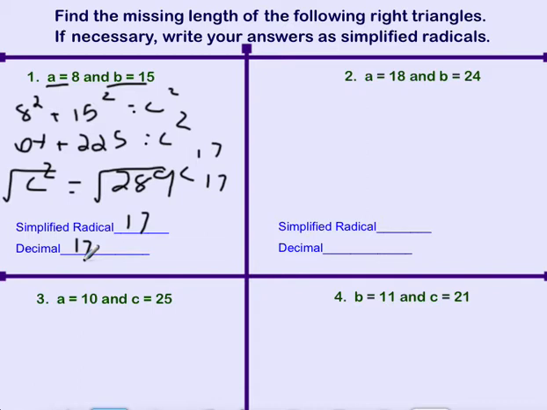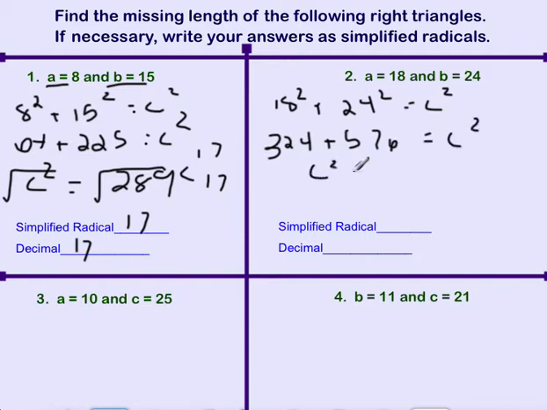Next, taking a look at number 2. Those a and b are both our legs. So 18 squared plus 24 squared is equal to c squared. Well, 18 squared is 324, 24 squared is 576, and that's equal to c squared. So you get c squared is equal to 900. And then you're going to take the square root of both sides. Again, I happen to know that the square root of 900 is a whole number, and that's going to be 30.